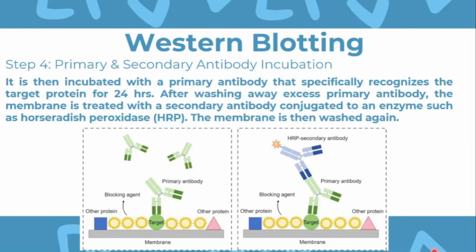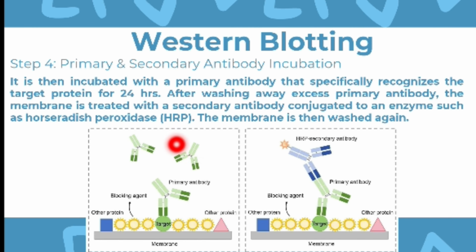In the next step, the membrane is incubated with primary antibodies that specifically recognize the target protein for 24 hours. So this is what happens. The primary antibody is bound to the target protein, as you can see, and it wouldn't bind to any other part of the membrane because the blocking agent, the skimmed milk or BSA, has blocked everywhere else. So after that incubation, the excess is washed away so that these free floating primary antibodies can go off.